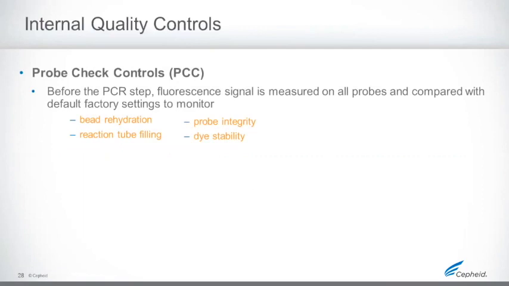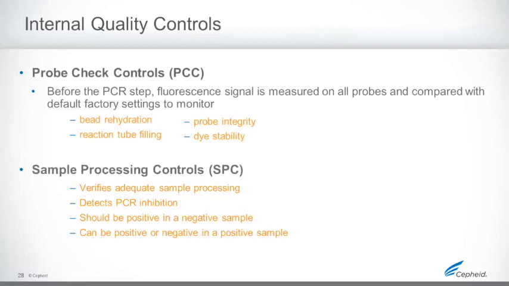The probe check control occurs before the PCR step. Fluorescent signals are measured on all probes and compared with default factory settings to monitor bead rehydration, reaction tube filling, probe integrity, and dye stability. The sample processing control verifies adequate sample processing, detects PCR inhibition, and should be positive in a negative sample, and can be positive or negative in a positive sample.